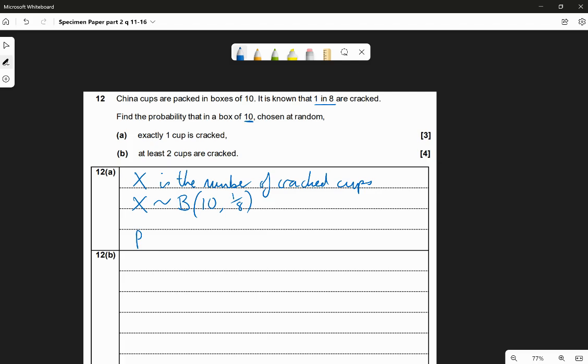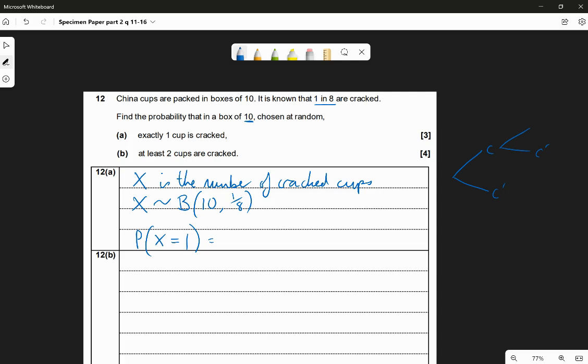And we want to find the probability that X takes the value 1, meaning that 1 out of the 10 are cracked. So for this, it could be the first one's cracked and then the rest are not cracked. It could be the second one is cracked and the rest are not cracked, etc. If I did a tree diagram, I could go cracked, and then the rest being not cracked, etc. And so that would be 1/8 times and then 7/8 times 7/8 times 7/8, etc. The rest of the 9 cups.